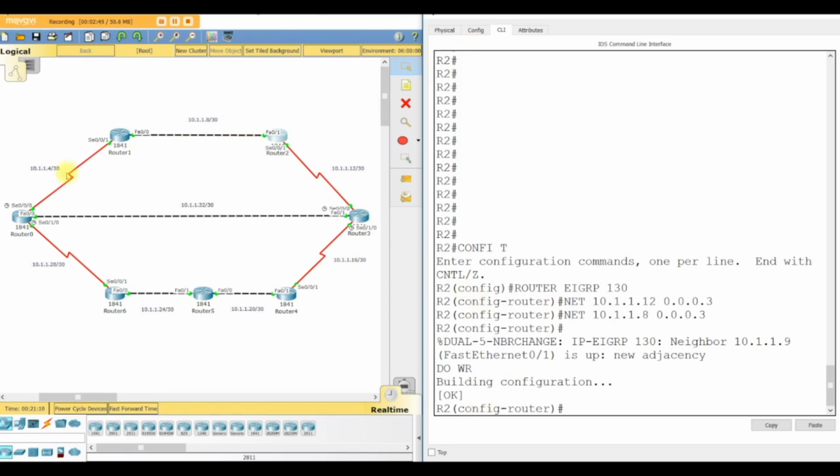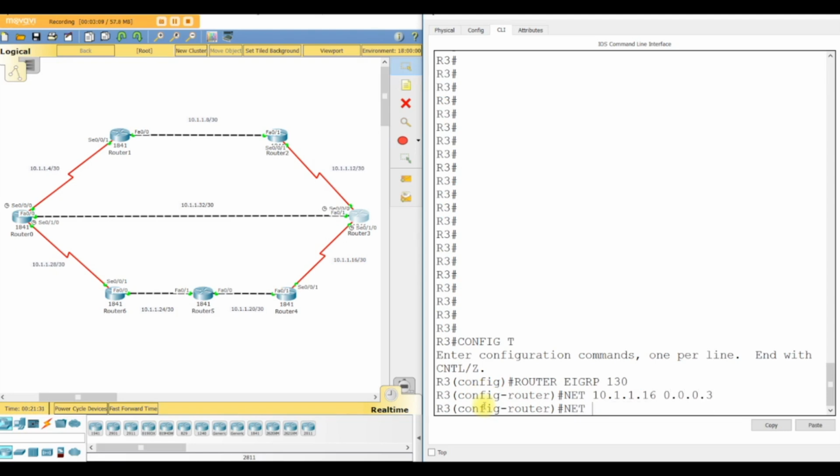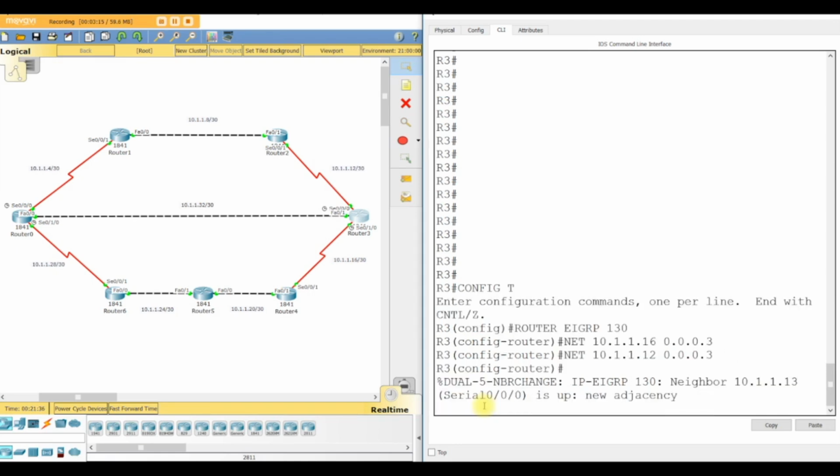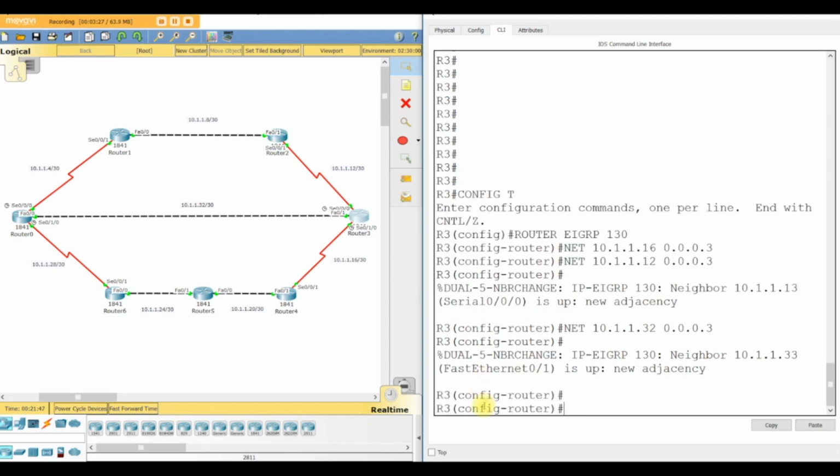All right, do WR, that's going to copy that. We're in router 2, then we go to router 3. Config t, router EIGRP 130, network, what are we doing? Oh yeah, 10.1.1.16 0.0.0.3, and then network 10.1.1.12. Those are the two. And for the wildcard mask, we're also using the FastEthernet, so we're going to do network 32. Let's get rid of that 1. Boom. All right, do WR.